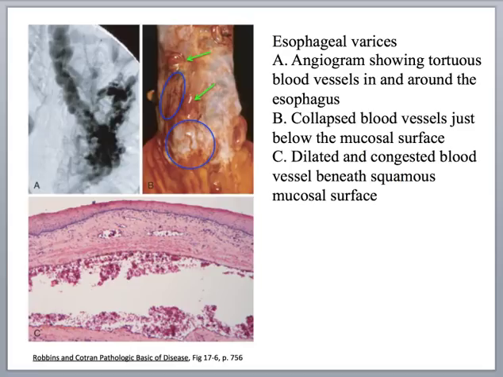And panel C shows a microscopic appearance of one of these dilated and congested blood vessels beneath the squamous mucosal surface. So you can note that there is not much tissue separating the varix, which is the singular for varices, and the overlying mucosa. So you can see how this might easily tear and result in massive hemorrhage.